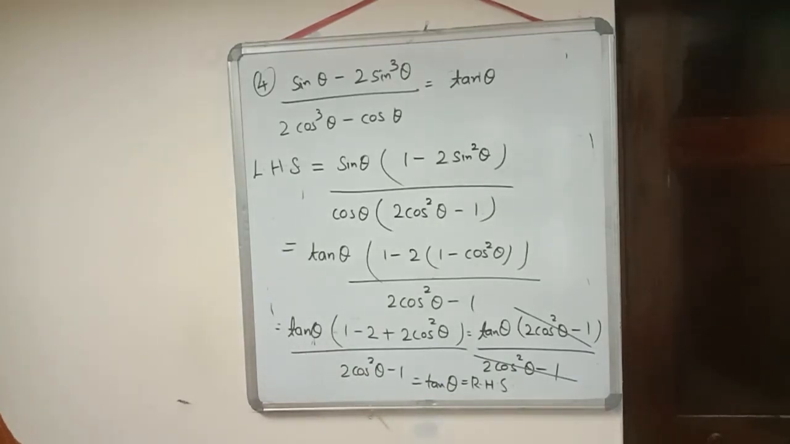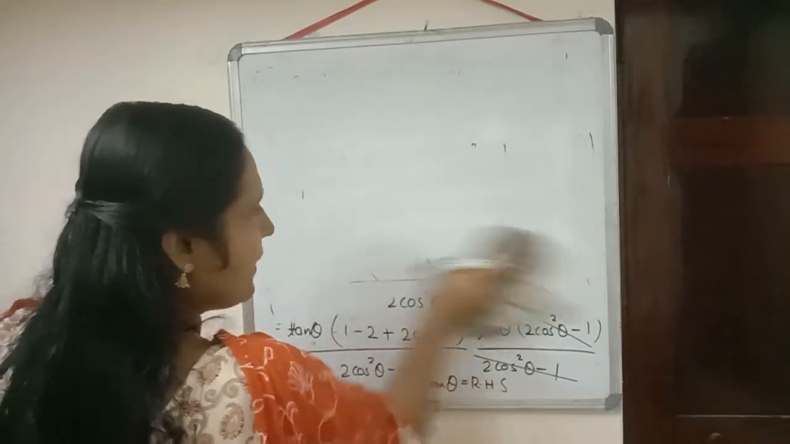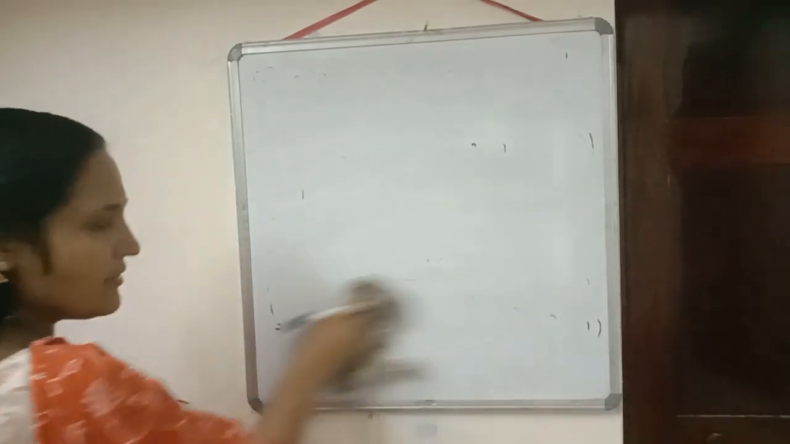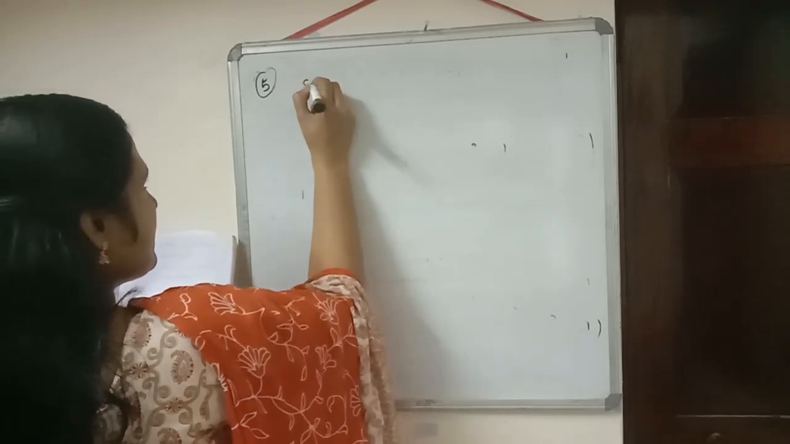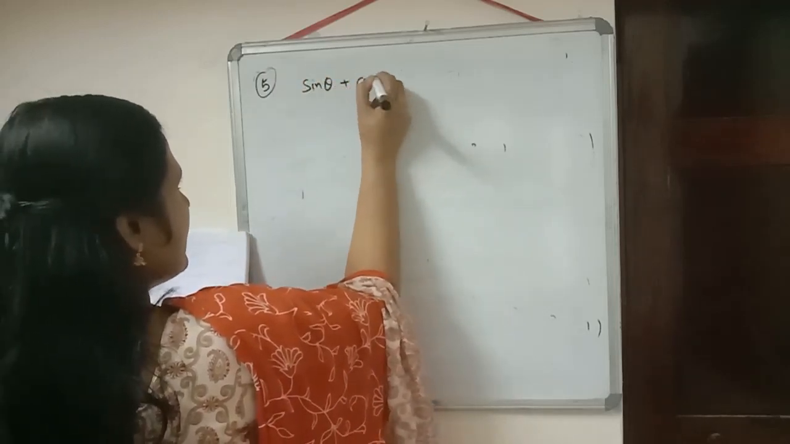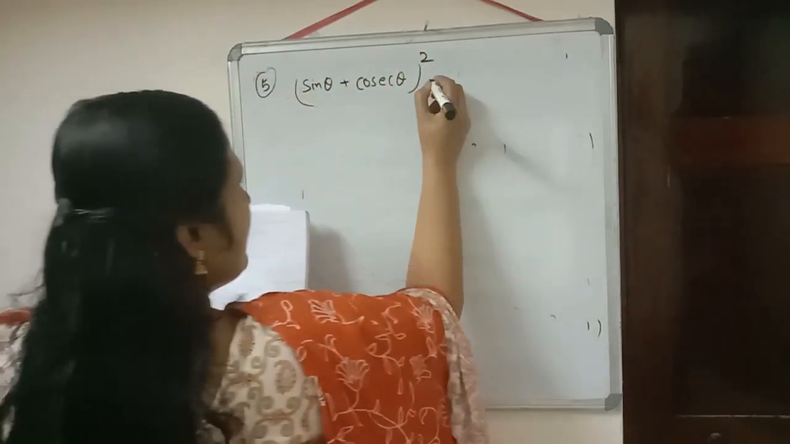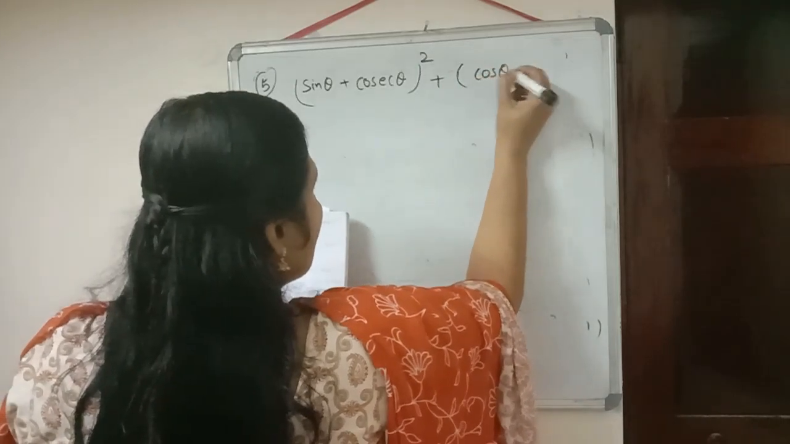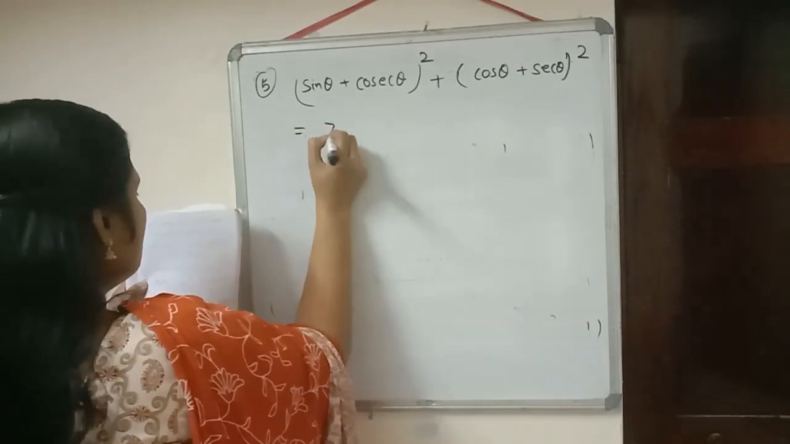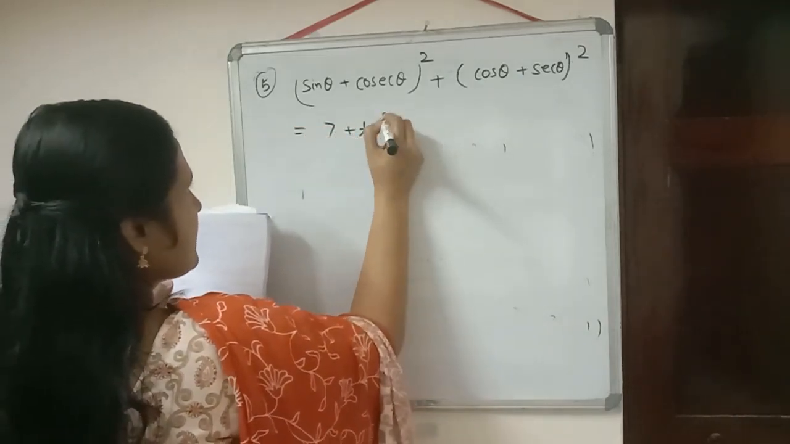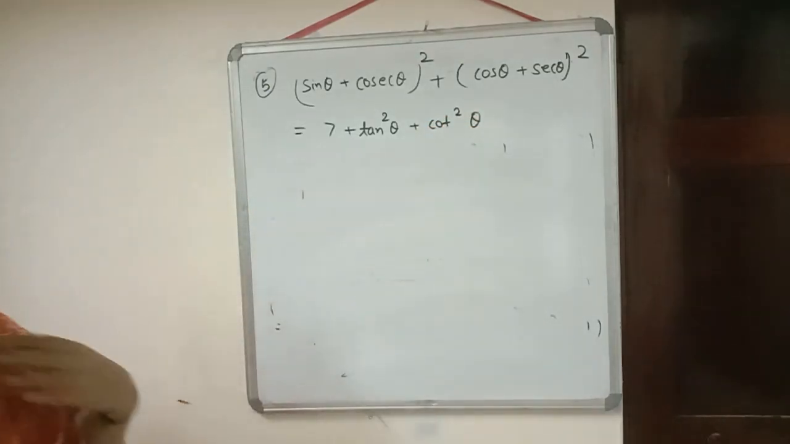Okay. Now all of you write down the next question. Next is question number 5. So just write down the question. Question number 5 is prove that sin theta plus cosec theta the whole square plus cos theta plus sec theta the whole square equal to 7 plus tan square theta plus cot square theta. So we have to prove this one.